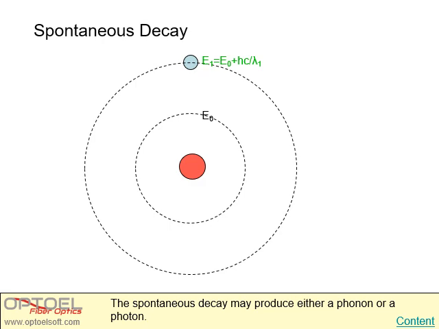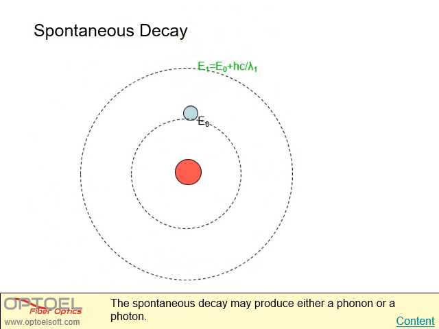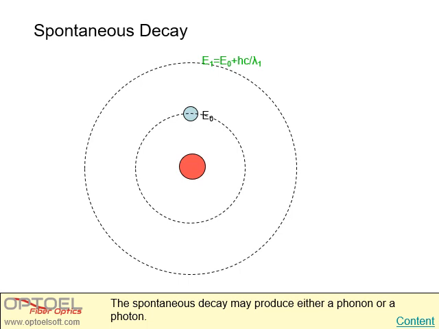There are two forms of this lost energy. The first one is vibration of the material structure, or phonon. In practice, this is heat transferred to the material. The second form of energy that can be produced is a photon with energy E1 minus E0. Which form of energy is generated depends on atom type and its surrounding environment. This subject will be discussed in more detail in another presentation.